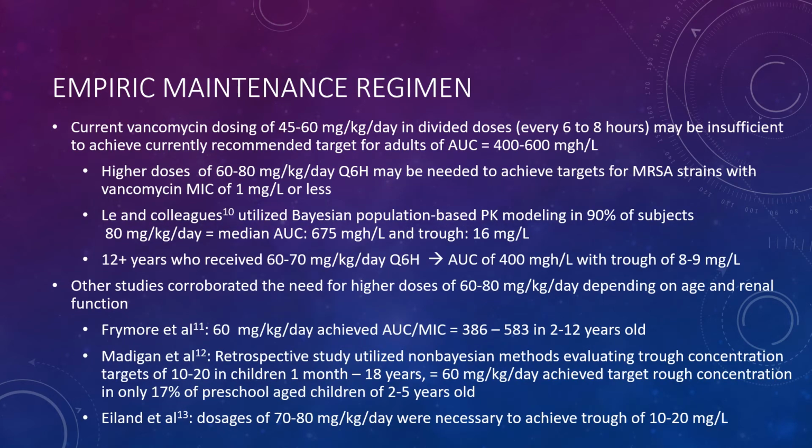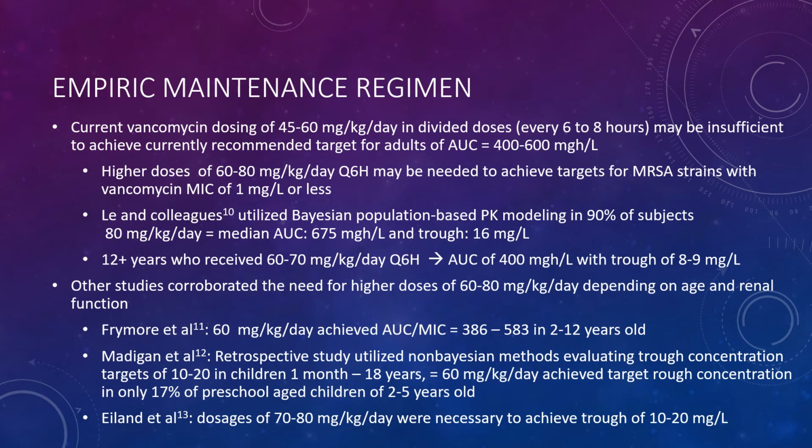Current vancomycin dosing of 45 to 60 mg per kg per day in divided doses may be insufficient to achieve currently recommended targets for those ranges of AUC from 400 to 600, and so they're proposing using higher doses of 60 to 80 mg per kg per day every 6 hours, which takes into account the increased clearance in pediatrics, and this may be needed to achieve targets for MRSA strains. In a Bayesian population-based PK model, they saw that 80 mg per kg per day resulted in a median AUC of 675 and a trough of 16.